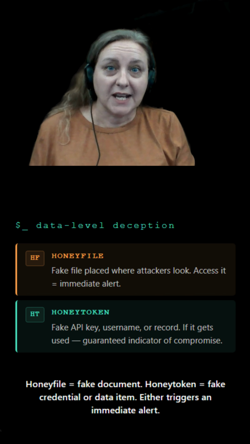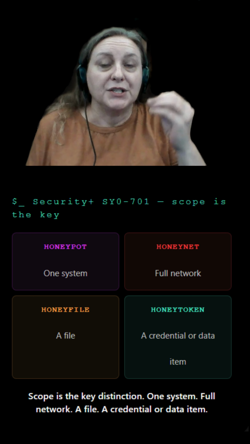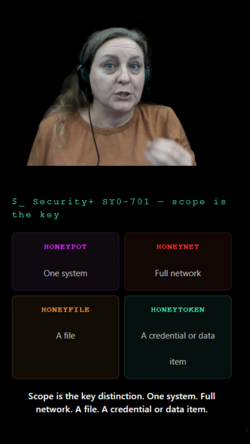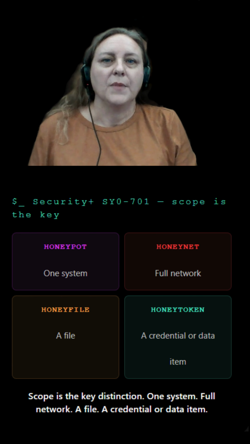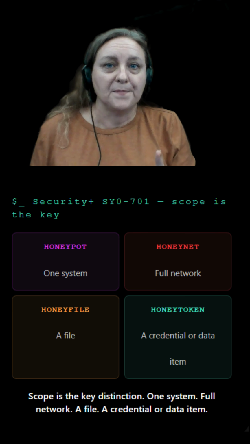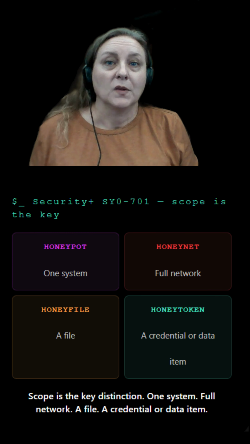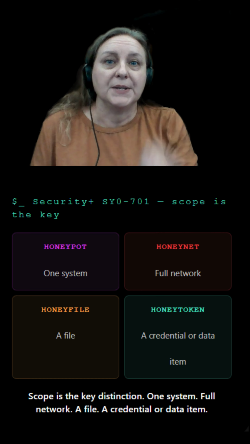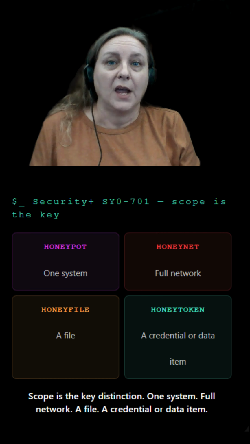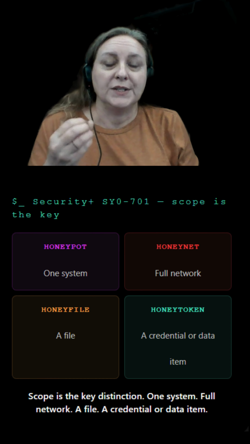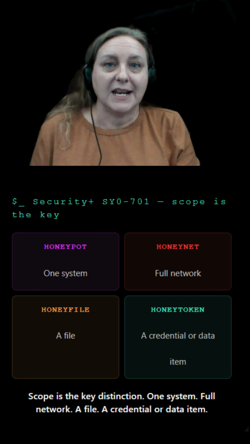For the Security Plus exam, the scope is the key distinction between these 4. Honeypot, one system. Honeynet, a full network. Honeyfile, potentially a single file. Honeytoken, credential or piece of data.